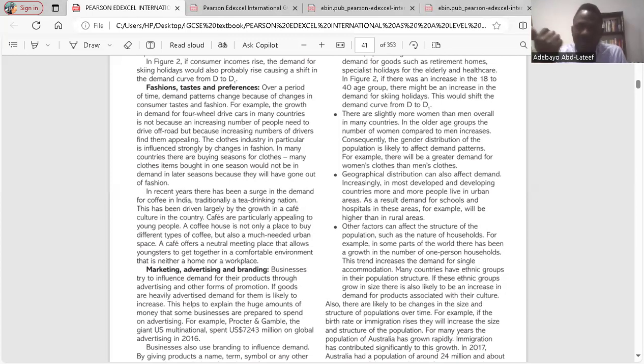I think it's clear. Other factors can affect the structure of the population, such as the nature of households. The nature of households means we're talking about the kind of family they have. Are they nuclear? Are they extended? Who are they? That can also determine demand. Is it clear?